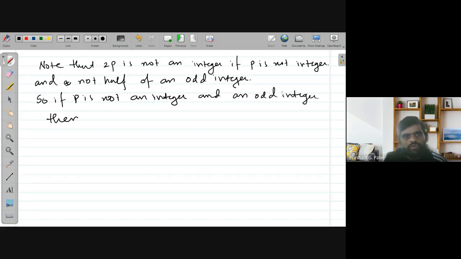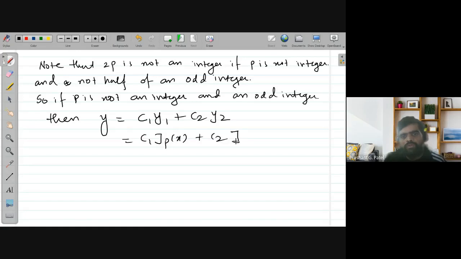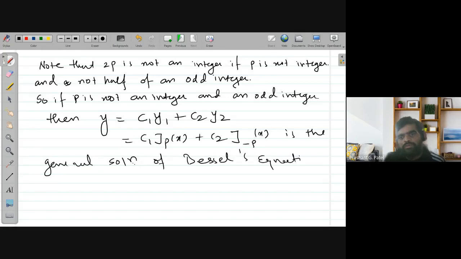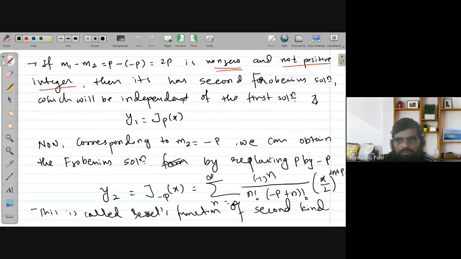then the general solution can be written as y equal to c1 y1 plus c2 y2, which is c1 Jp of x plus c2 J minus p of x, is the general solution of Bessel's equation. Okay, so that is what we did here.